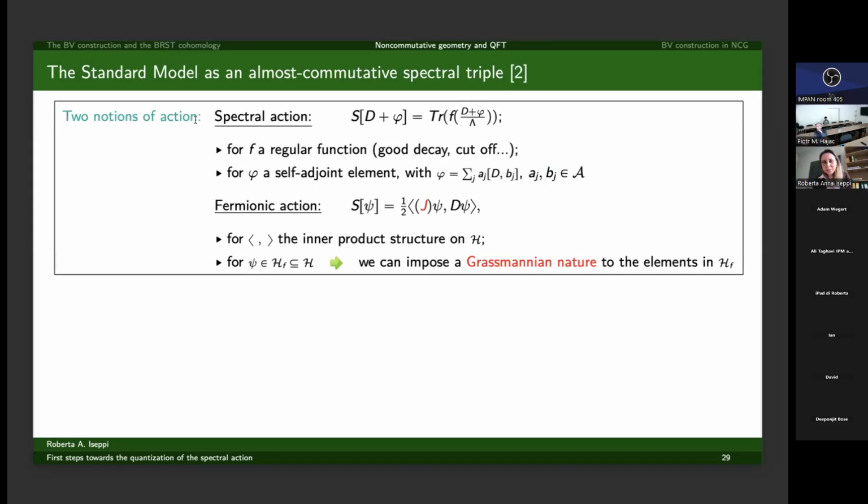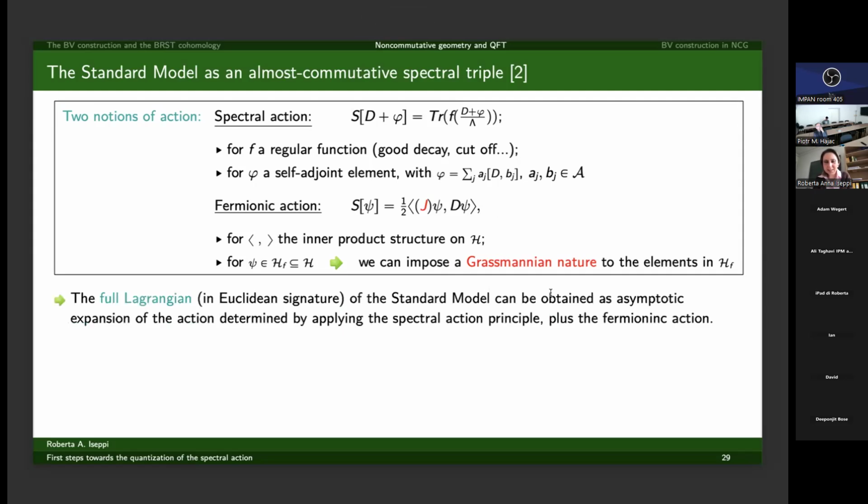Now just to draw your attention to the fact that there are two notions of action. The bosonic one, the spectral action, we already discussed. And the fermionic action is actually pretty interesting because it deals with the inner product on H. What is important is that it allows us to impose the Grassmannian nature on its elements. If you remember, in the first part of the talk I was describing the BV construction and how one has to introduce ghosts, and those ghosts can have Grassmannian parity. So you will see that this fermionic action will be used in the following to deal with the ghosts of Grassmannian parity appearing.